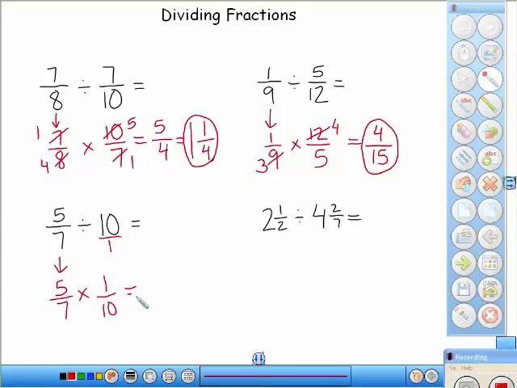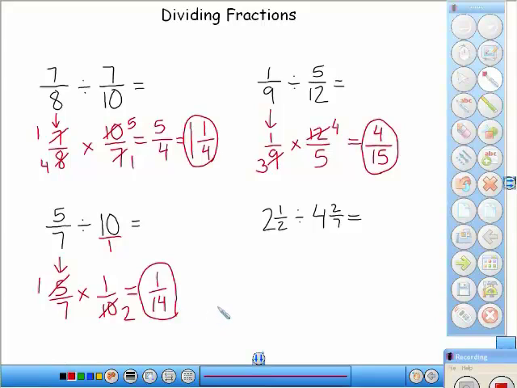Can we cross cancel? Well, not on this one, but on this one we can. These both are divisible by 5. 5 divided by 5 is 1. 10 divided by 5 is 2. Now we can multiply straight across. 1 times 1 is 1. 7 times 2 is 14. Bingo. Nice, pretty fraction there.